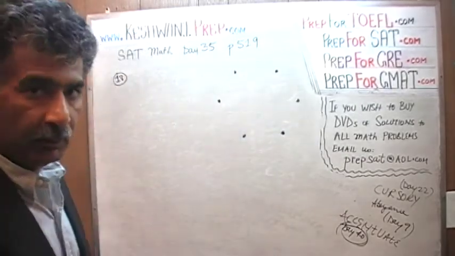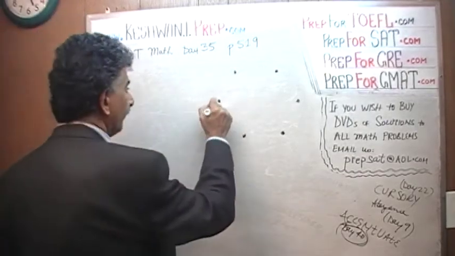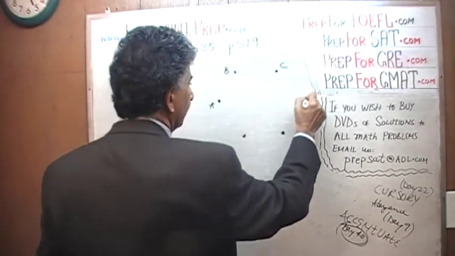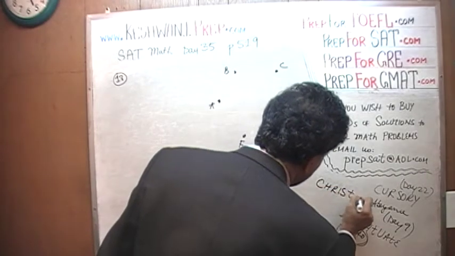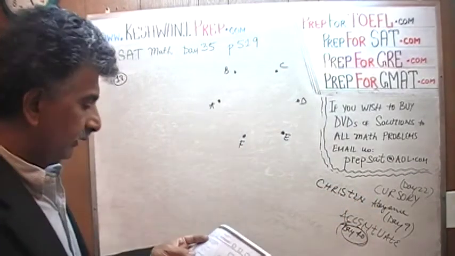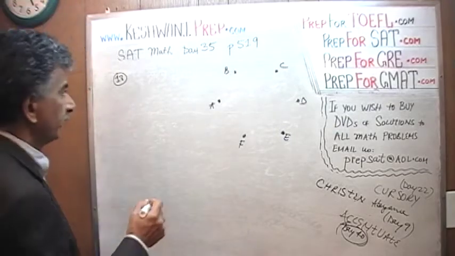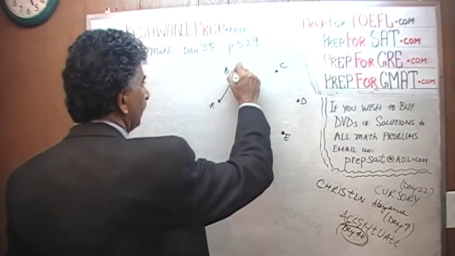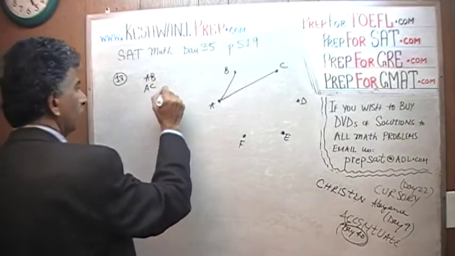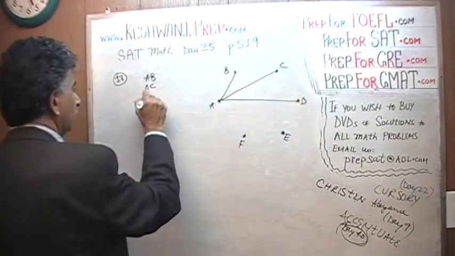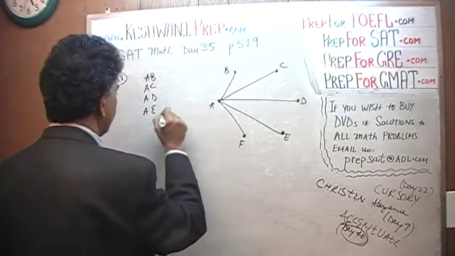Let's give them names, shall we? It will make our life easier. Instead of saying this point and that point, let's christen them. A, B, C, D, E, and F. The word that I just used was christen. We'll learn it in a second. And we're just going to see how many lines we can make, shall we? Let's start with point A. With point A, we can have A to B, or A to C, or A to D, or A to E, or A to F.